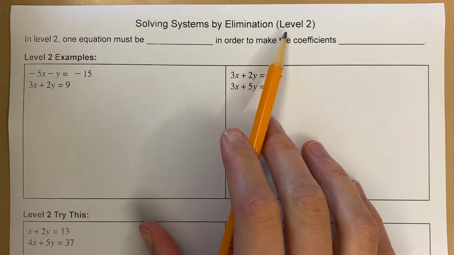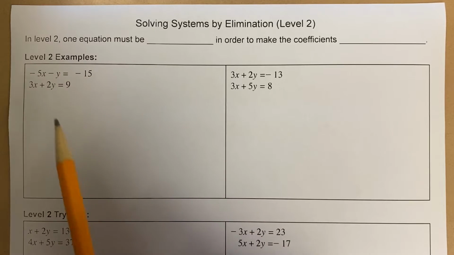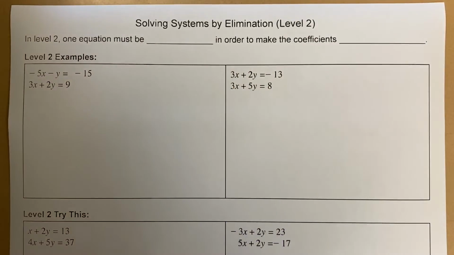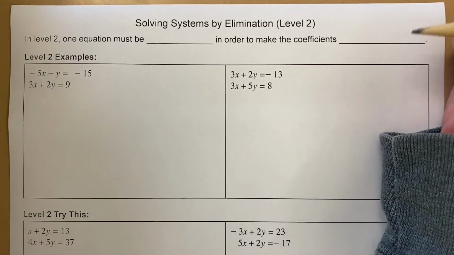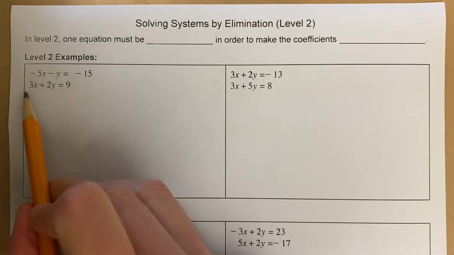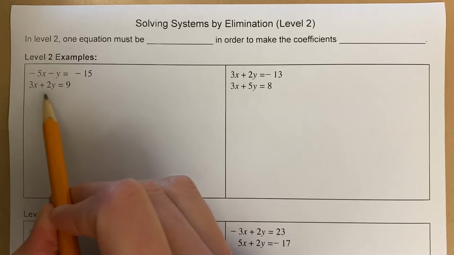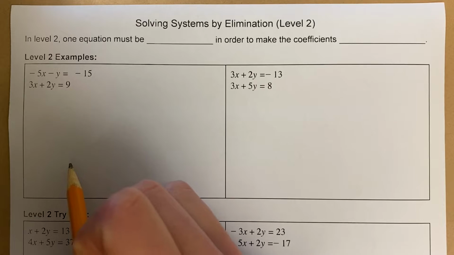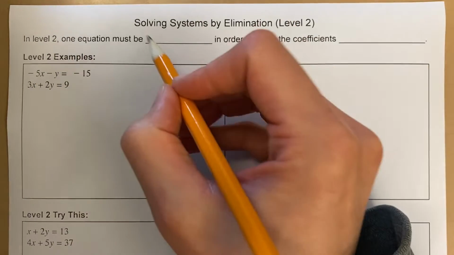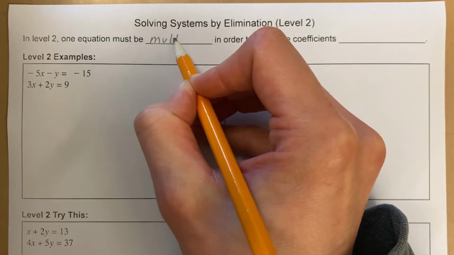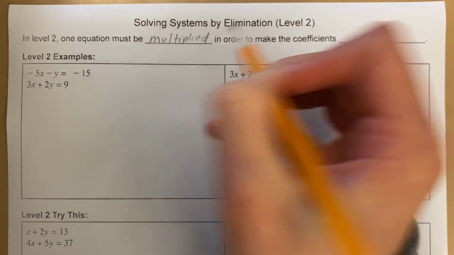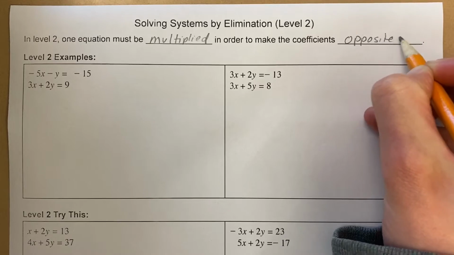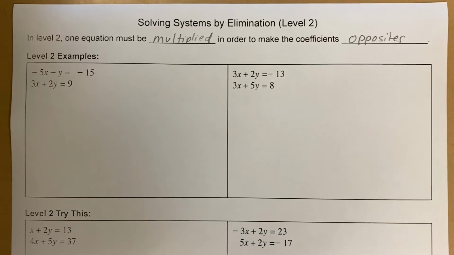Right, here's level 2. Now, here's the difference between level 1 and level 2. Remember that the coefficients have to be opposites, okay? The coefficients have to be opposites. If you notice, if I were to add these equations, neither the x nor the y would cancel because I don't have any coefficients that are opposites. So in level 2, one equation must be multiplied first in order to make the coefficients opposites. Okay, let's take a look at what that looks like.